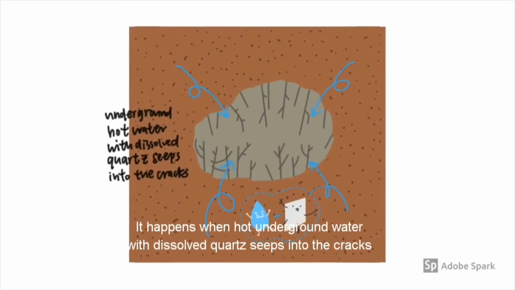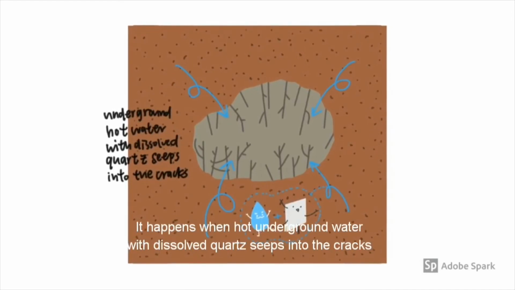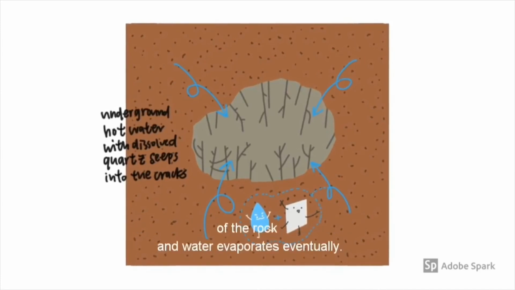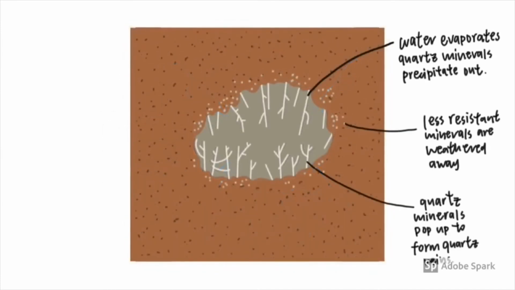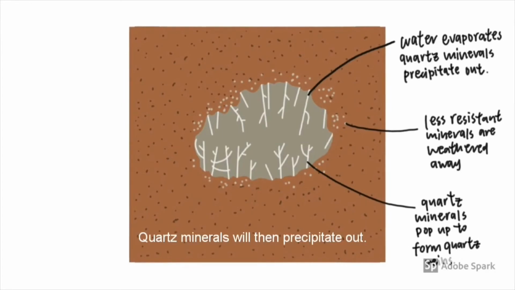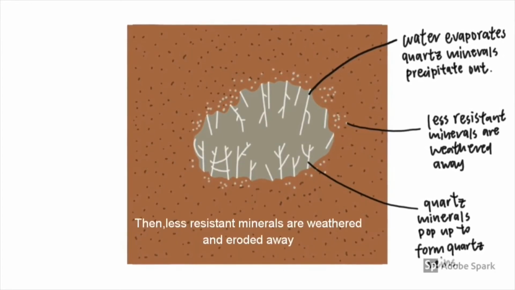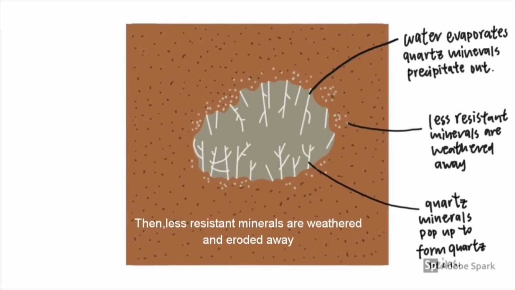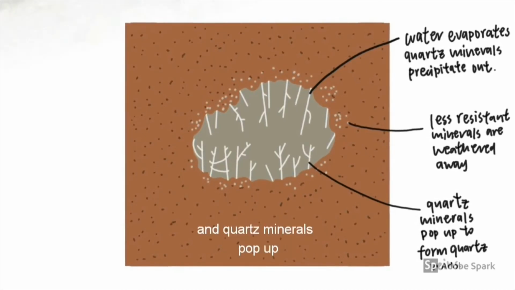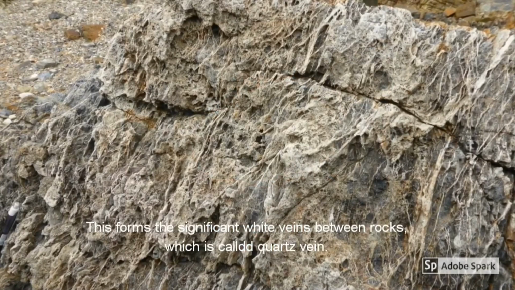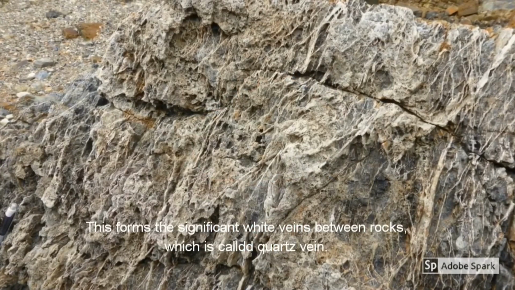It happens when hot underground water with dissolved crust slips into the cracks of the rock and water evaporates eventually. Coarse minerals will then precipitate out. Then, less resistant minerals are weathered and eroded away, and coarse minerals pop up. This forms the significant white face between rocks, which is called crust.